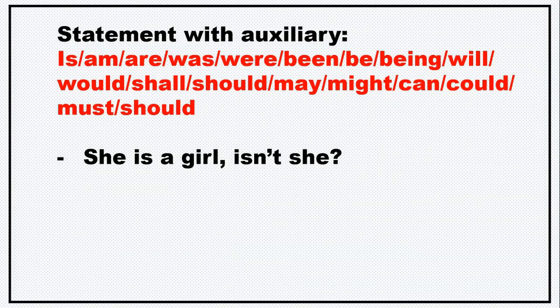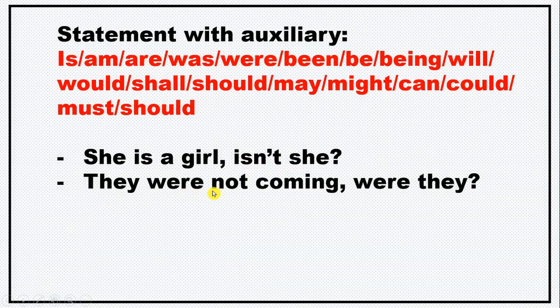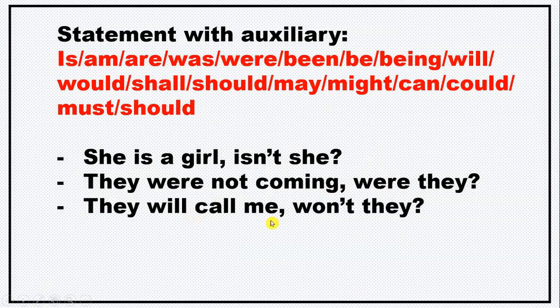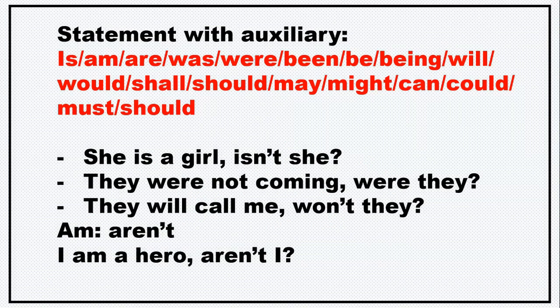She is a girl. You can see is, isn't she? They were not coming. Negative. We repeat it. Were they? They will call me, won't they? But this does not mean we say I am a boy, amn't I. For am, in the question tag we say aren't. Okay, I'm a hero, aren't I? You don't say amn't I.